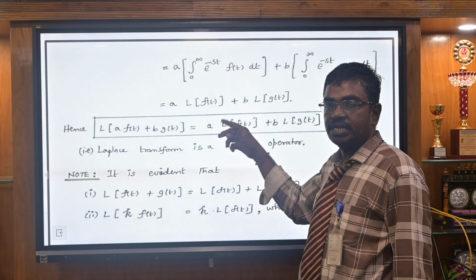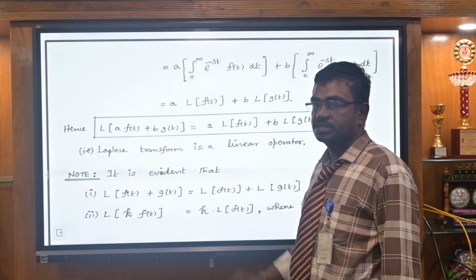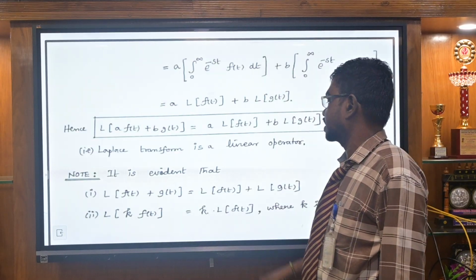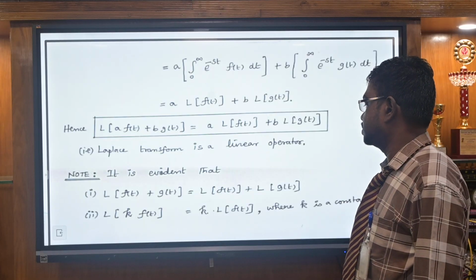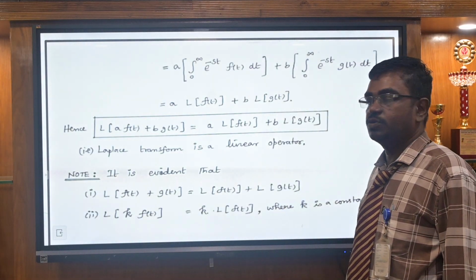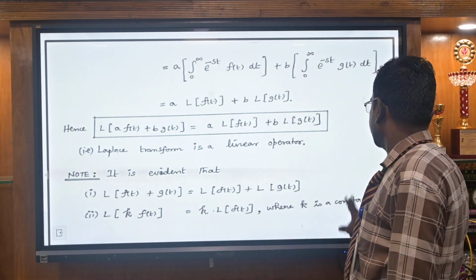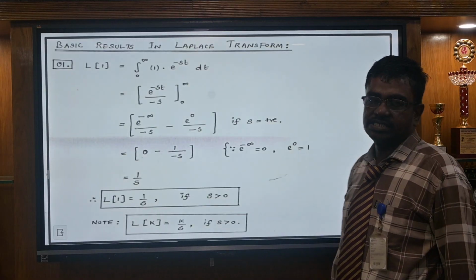This can be rewritten in two types. One is L of f of t plus g of t, where there is no constant, so by the linear operator concept we separate it as L of f of t plus L of g of t. The other is with a constant k: L of k f of t equals k into L of f of t, where k is a constant.